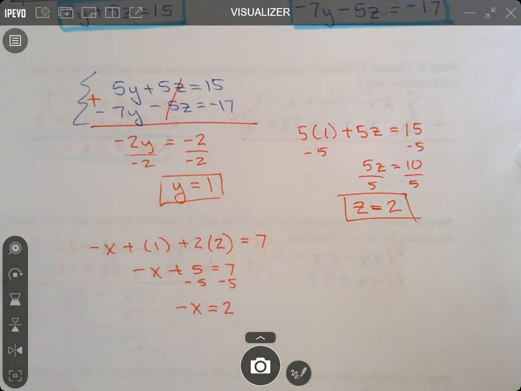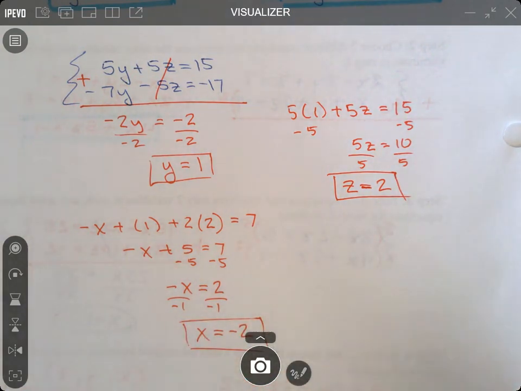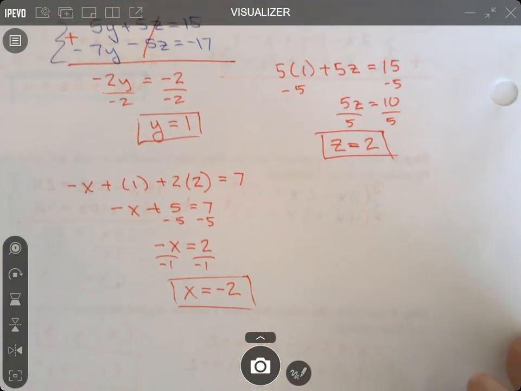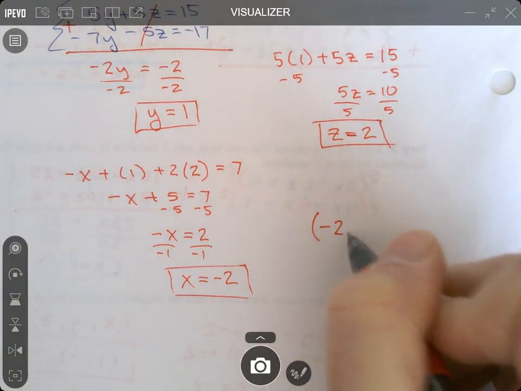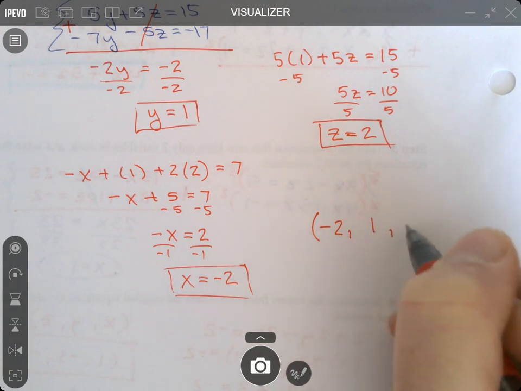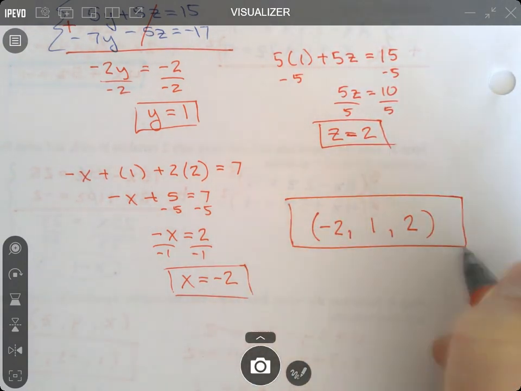Now don't forget, you can't leave me that negative x. So divide by negative 1, and what does x equal? Negative 2. Okay, so what is my final answer? X is negative 2, Y is 1, Z is positive 2. All right, how do we check it?